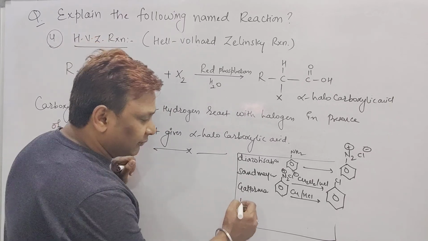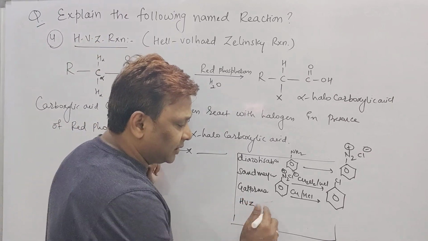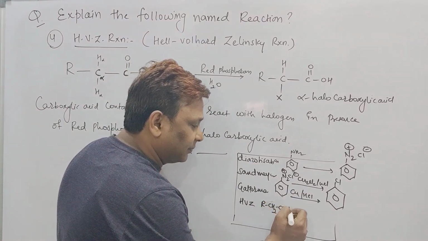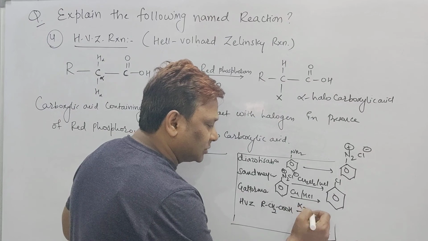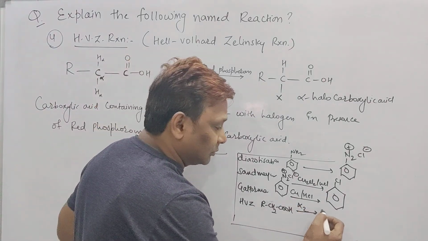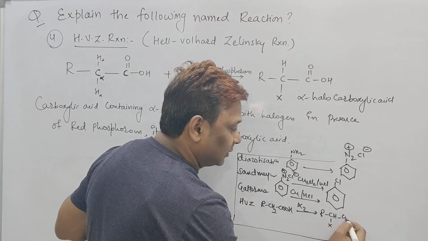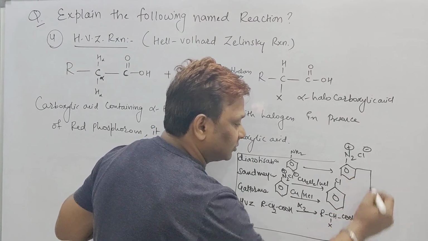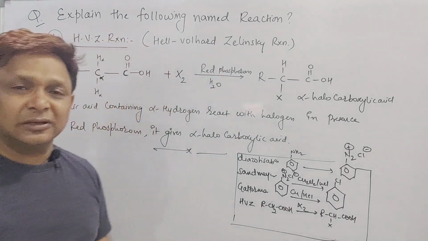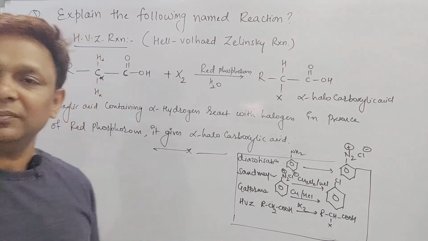And now the fourth one we saw, beta, the HVZ reaction. In HVZ reaction, we should have a carboxylic acid containing an alpha hydrogen atom. When it is treated with the halogen in presence of red phosphorus, one of the alpha hydrogens can be replaced with a halogen. I got RCHX, then the remaining is what? COOH. So an alpha halo carboxylic acid was obtained. Is it clear, beta? Please take a screenshot of this one.